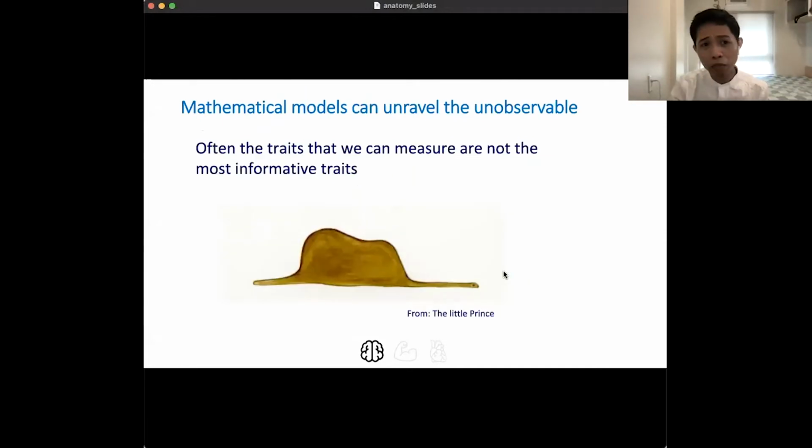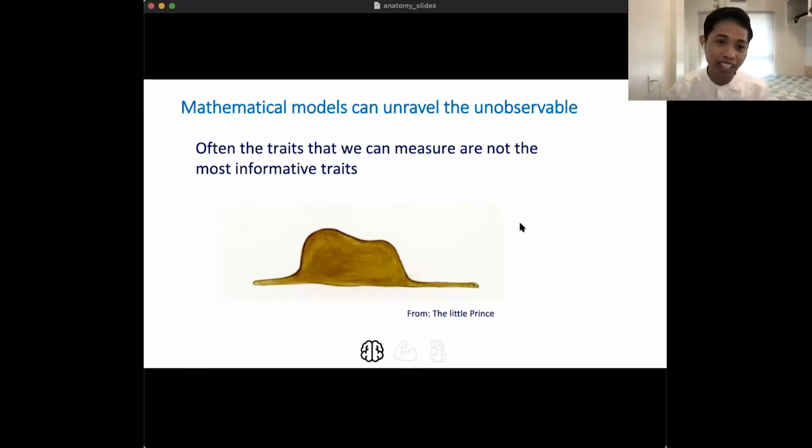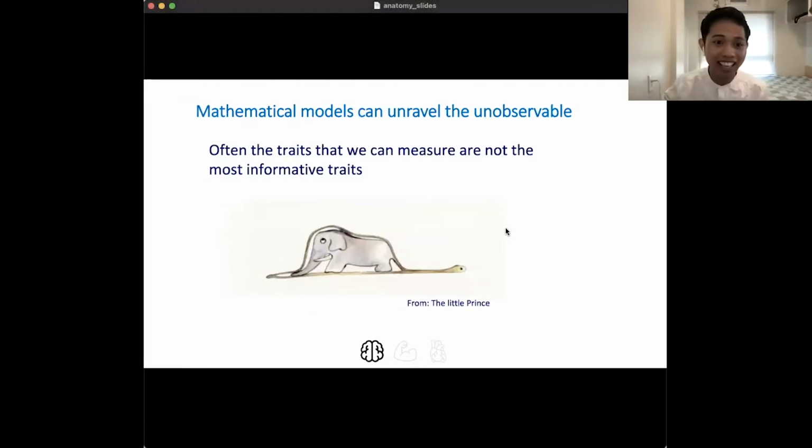So mathematical models can also unravel the unobservable. That's important. In the data industry, we call this pattern recognition. Often the traits that we can measure are not the most informative traits. So sometimes you really need to use mathematics to find patterns that you cannot directly observe in your data set. We will exemplify that later on.